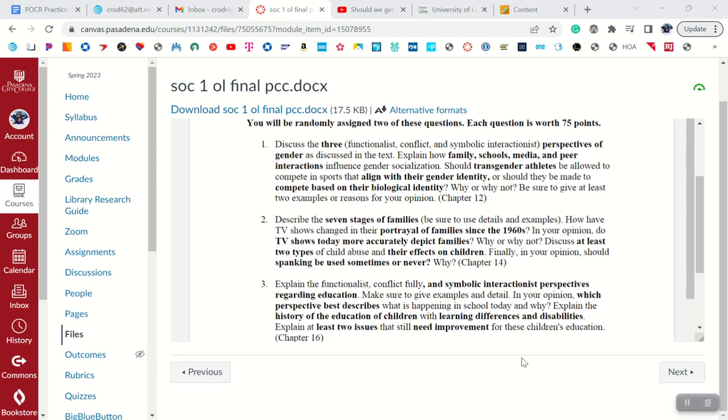Chapter 14 is question 2. Describe the 7 stages of families. And I tell you here to be sure to use details and examples.